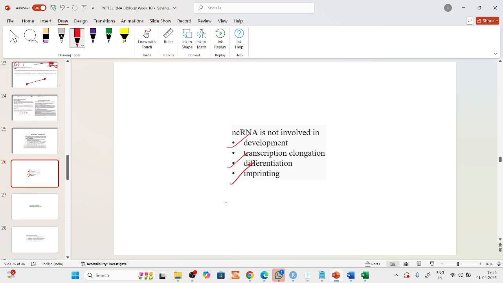It is not involved in transcription elongation because non-coding RNAs generally try to control a process, and transcription elongation is mostly protein-driven. So the correct answer is transcription elongation because non-coding RNA controls development, differentiation, imprinting, which we have already studied, but we haven't studied any example of transcription elongation because it's a positive process and non-coding RNA generally controls or inhibits the activity. So in elongation, we do not want any inhibition, we want the transcription to take place.